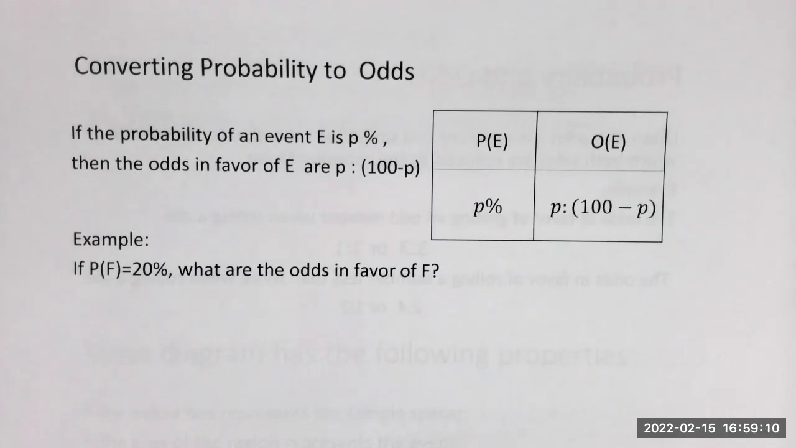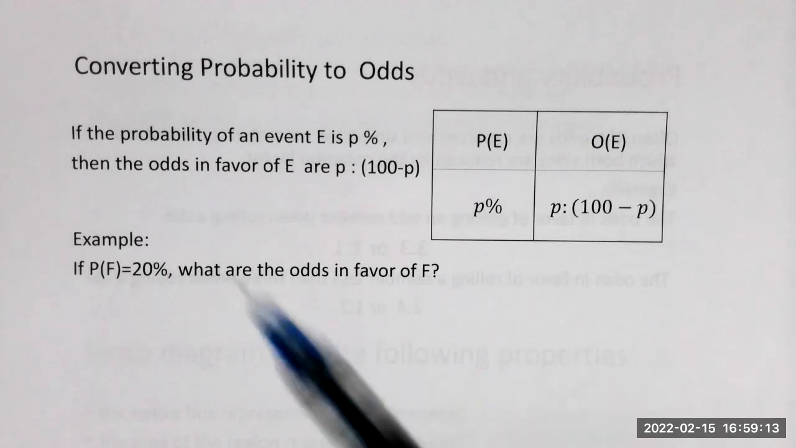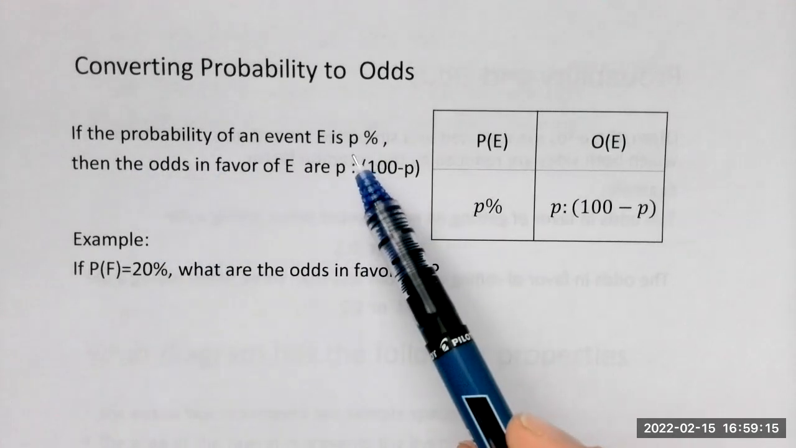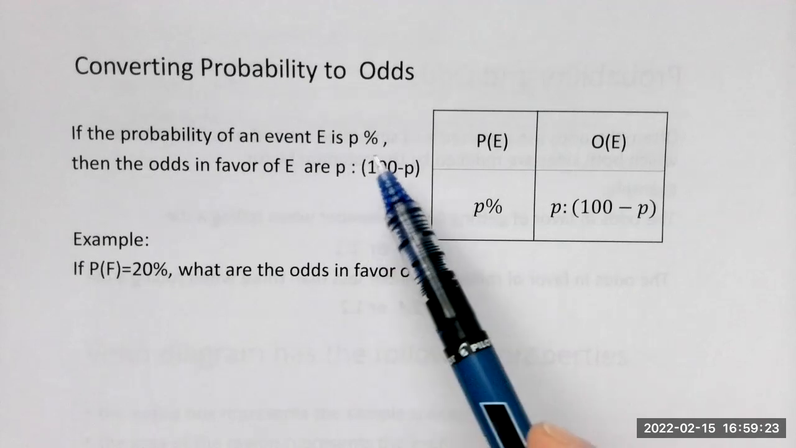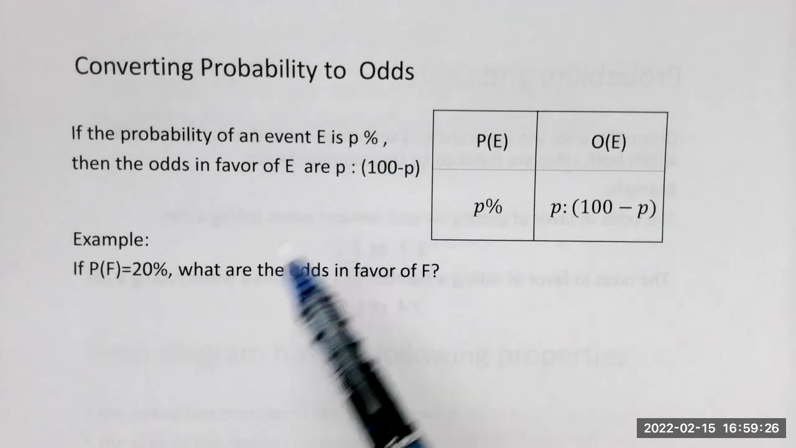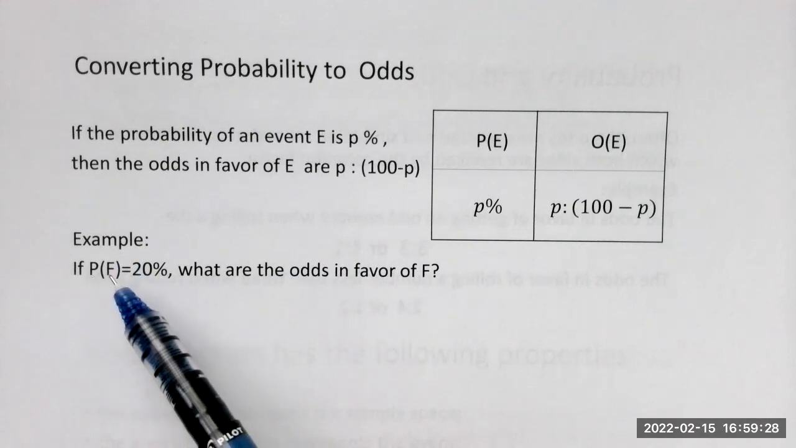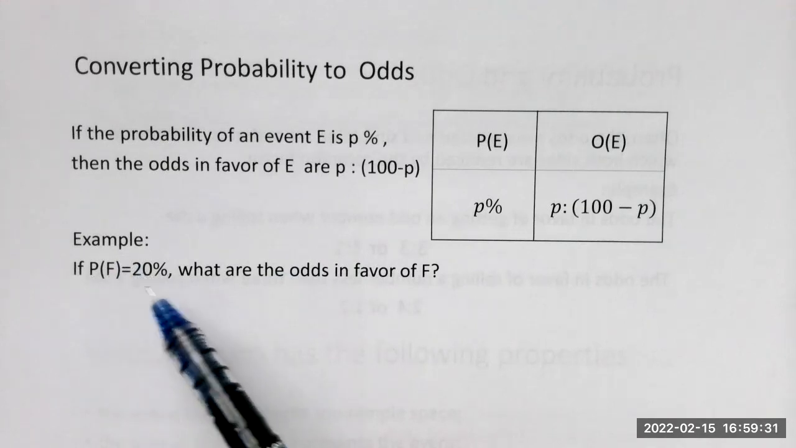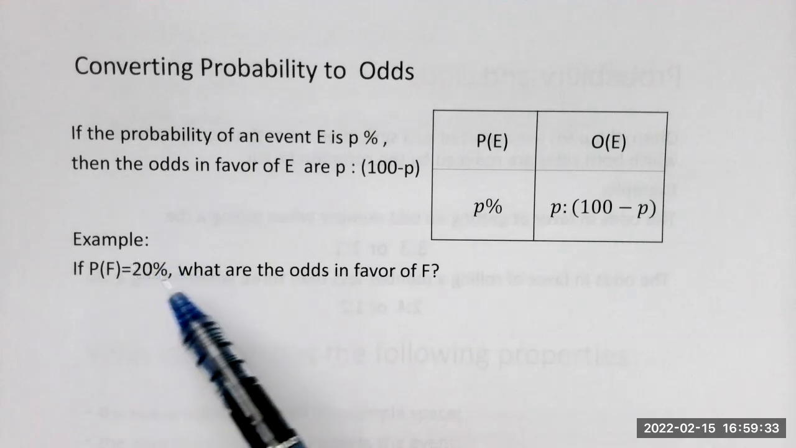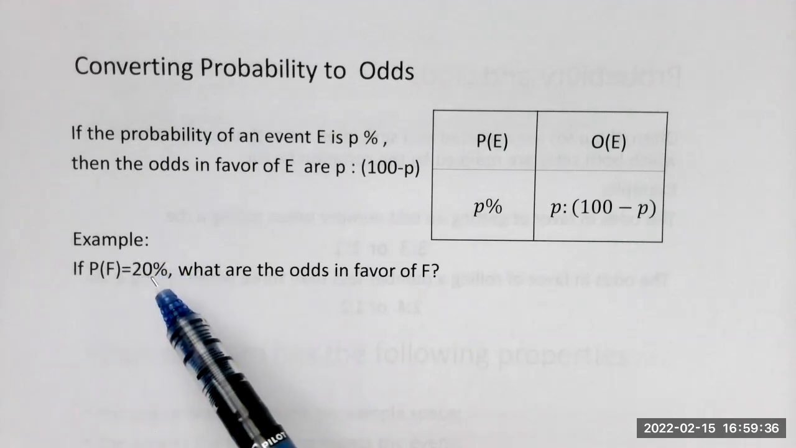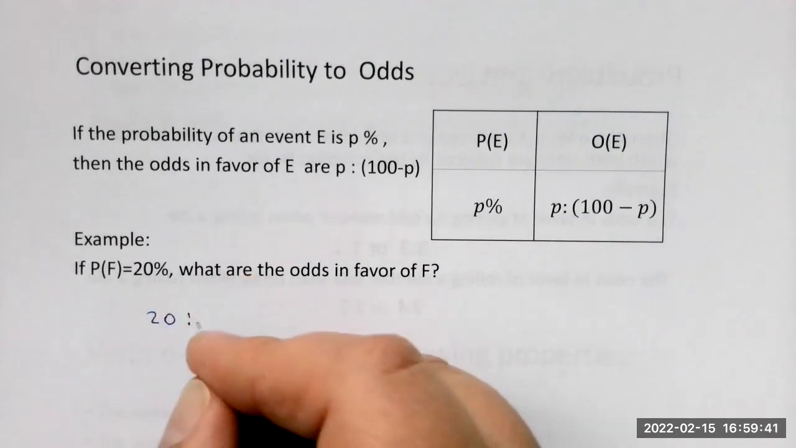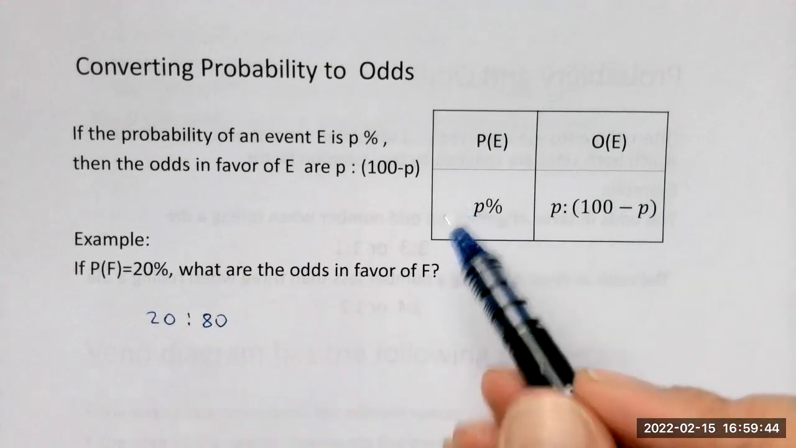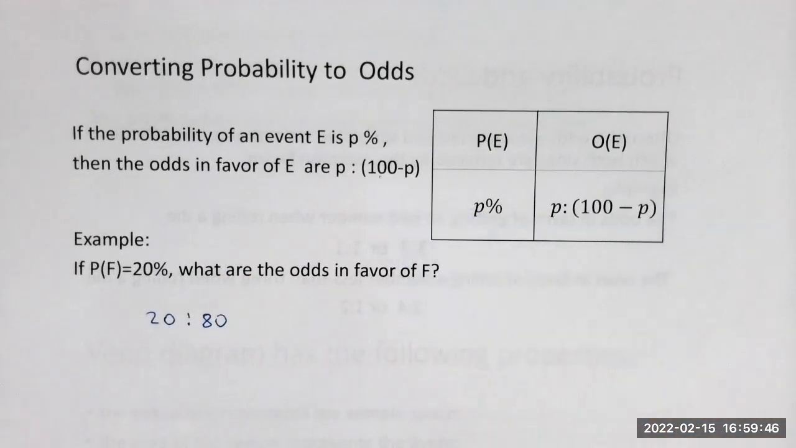Now, how do we convert probability to odds? Well, remember that probability is a percentage in decimal form, the percentage of successes, or the chance of success, basically. For example, if the probability of event F is 20%, meaning event F has a 20% chance of happening, what would be the odds against? That would be 80, right? The rest, 100 minus the probability of success.